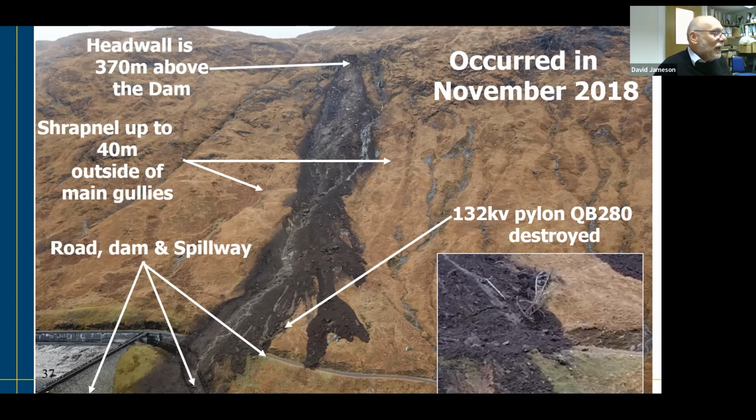spillway, but fortunately not onto the dam at the bottom of that slope, but also impacted onto a 132 kilovolt electricity pylon electric line, which was the main electric line to the Isle of Skye. So they needed to repair that in fairly short order. And to repair that quickly and get the power back on, the electricity board installed a series of temporary pylons across the bottom of the slope.